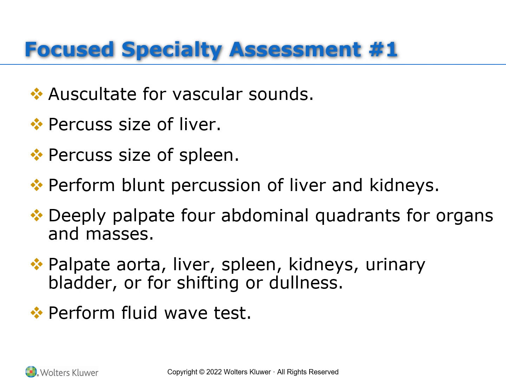The fluid wave test is a special test, and what we're looking at is to detect ascites. So you may need assistance with this test. You'll take the client's ulnar side of the hand and the lateral side of the forearm, and you'll place them along the midline of the abdomen.